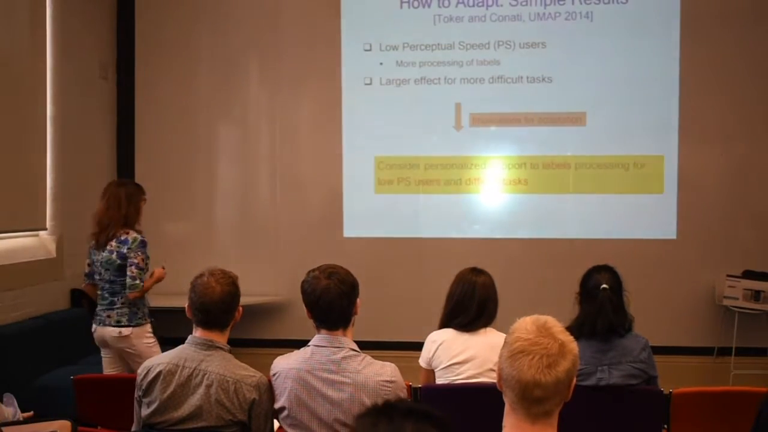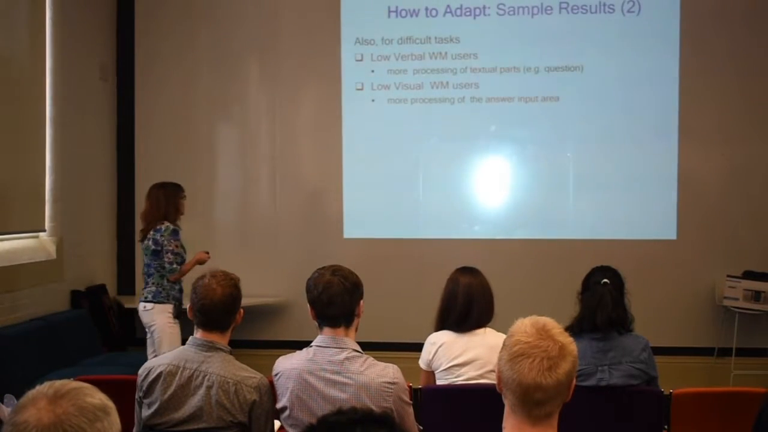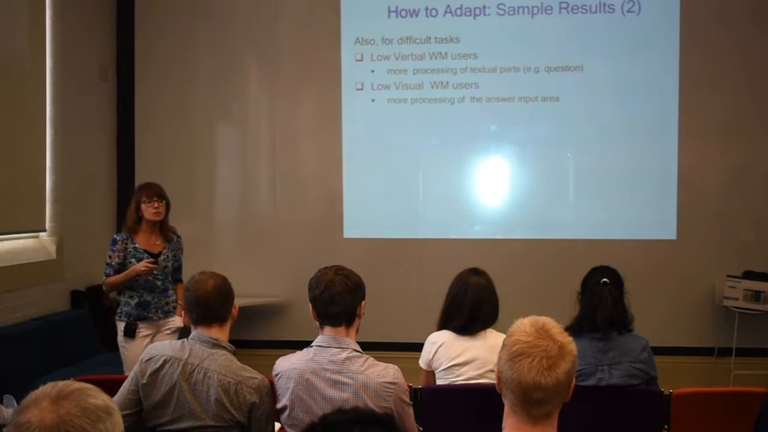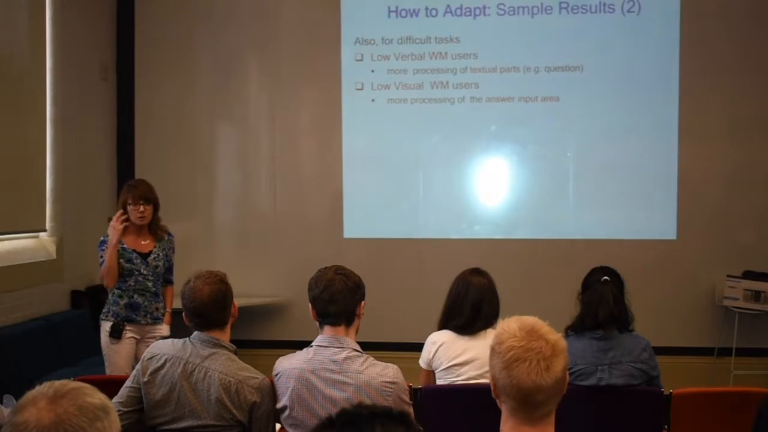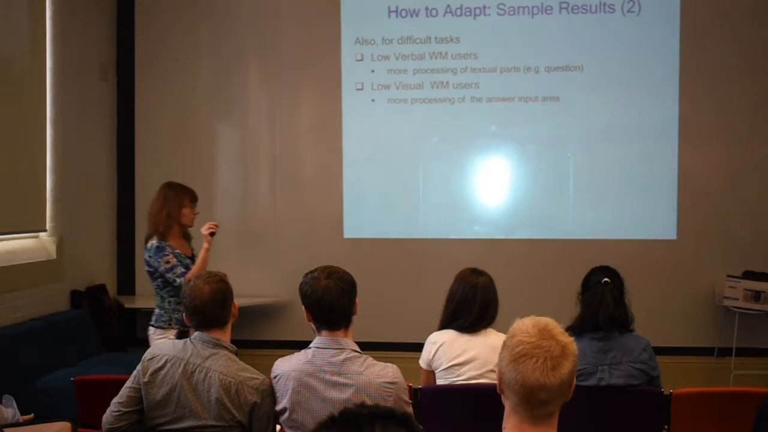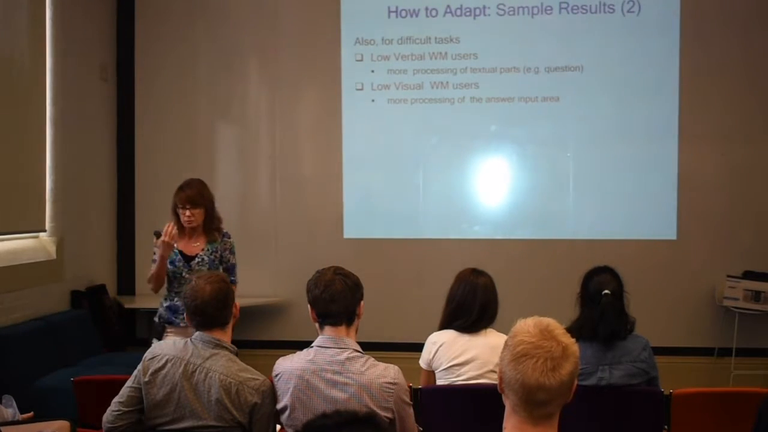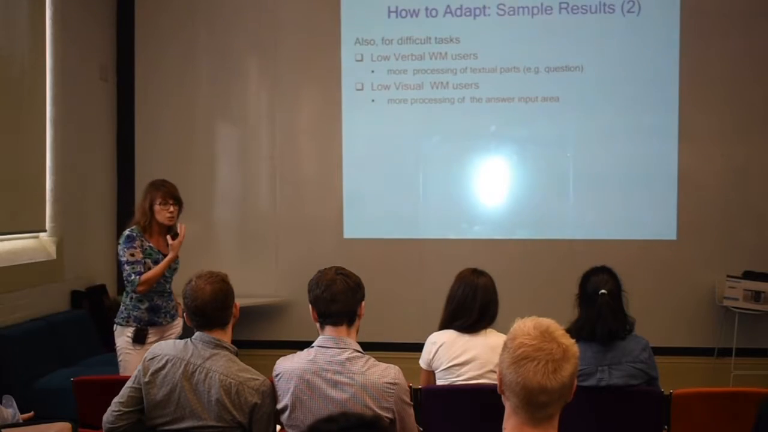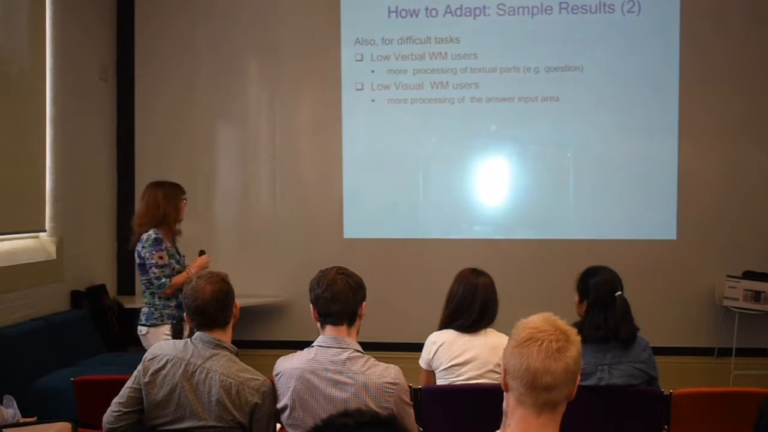Another, just to give you a sense, we also found that low verbal working memory users tend to spend more time processing the verbal components of the graph, like the question, again, the labels, which is kind of intuitive because they have lower verbal working memory, but it's interesting to see that you can detect these differences by looking at the gaze data, okay?